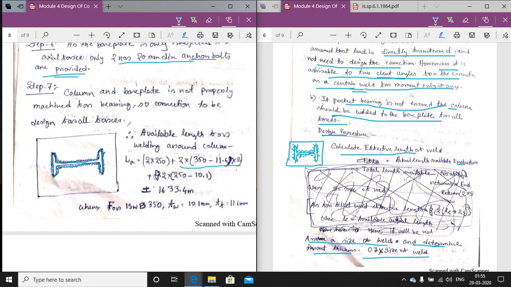What is 11.6? That is the thickness of the flange. So if we divide, this is our 350 minus 11.6 into 2, that is this value, into 2, that means this has been calculated. So that area and that area are complete, and the remaining are this area and this area. So this is also 250, this is also 250. So 250 minus 10.1, that is the thickness of the web.